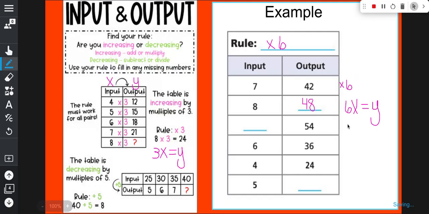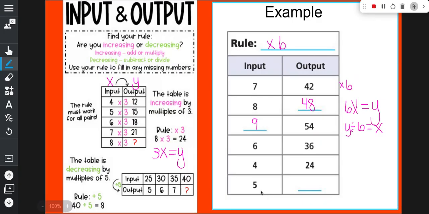For the next one, I don't know the x, so I could write a new equation saying y divided by 6, which is the inverse operation of what we did to solve the last one, equals my x. So if 54 is my y, 54 divided by 6 equals my x. So my x is going to be 9.